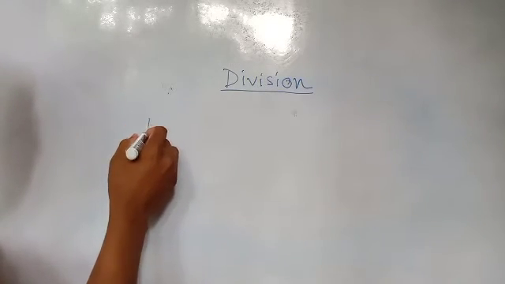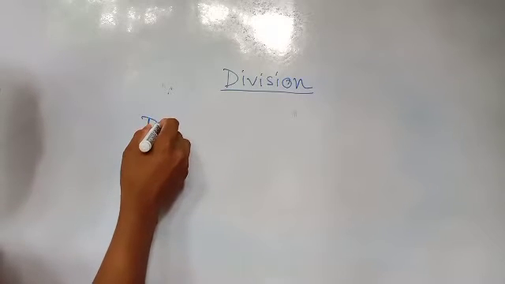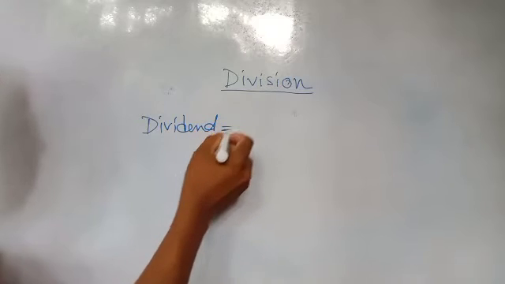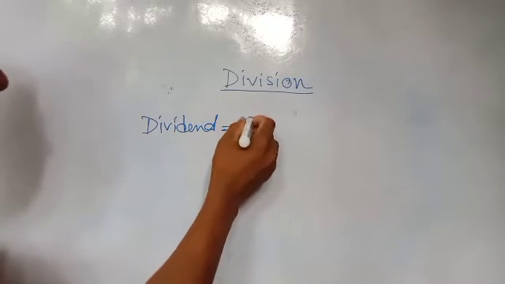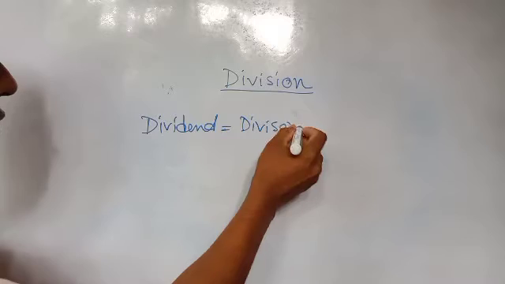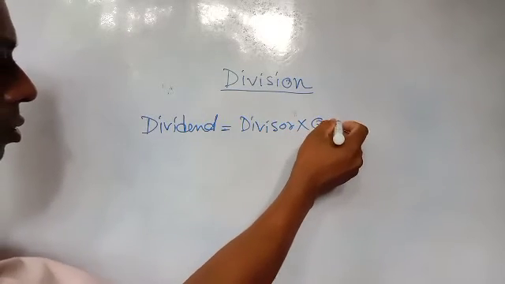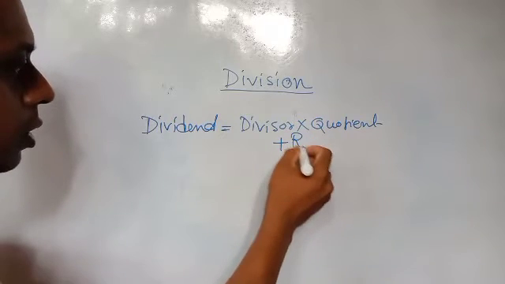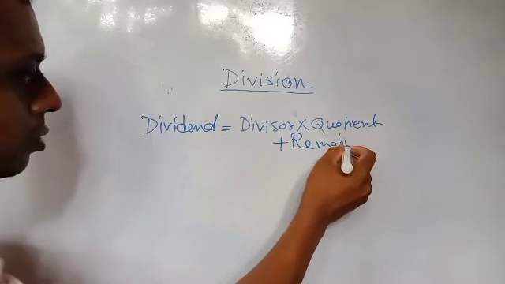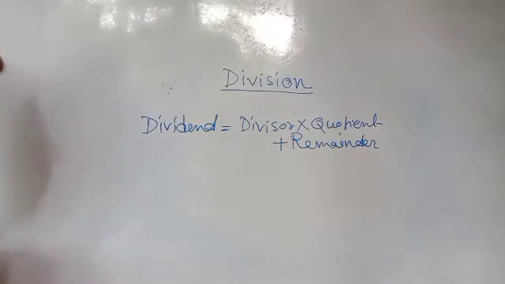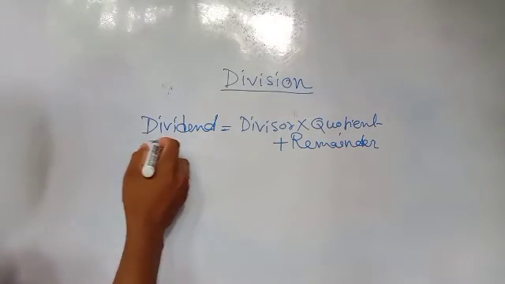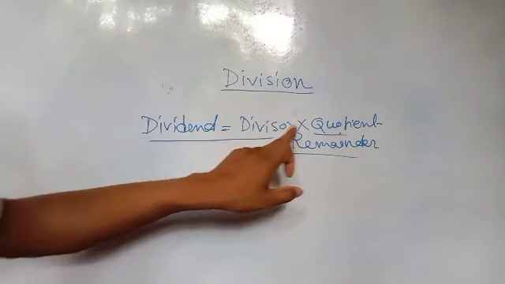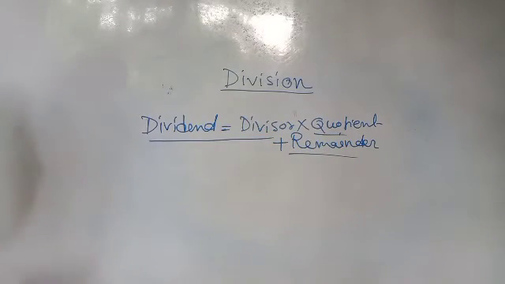Now division algorithm, the relation is: dividend equal to divisor into quotient plus remainder. Okay, this is the division algorithm. Dividend equal to divisor into quotient plus remainder.